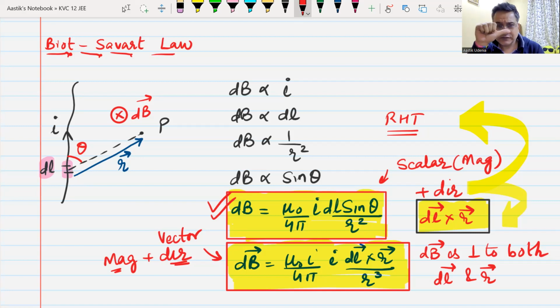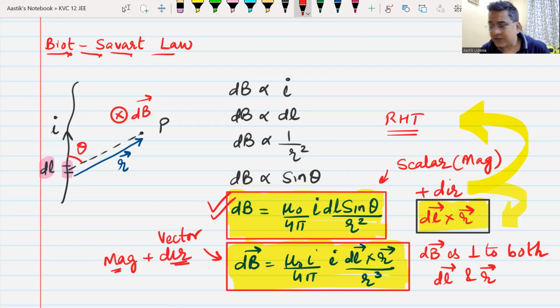Right hand thumb rule: first vector, second vector, cross product. Do we understand? How do we use it? The right hand thumb rule gives the direction of the magnetic field by the cross product of dl cross r.